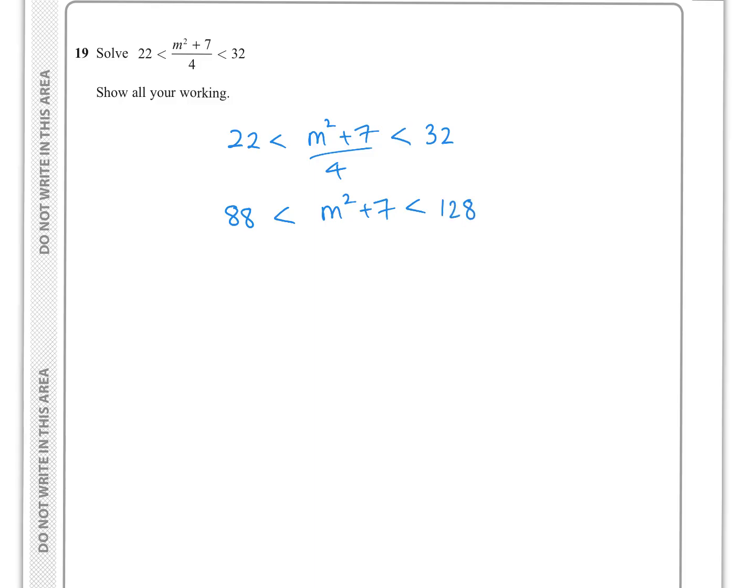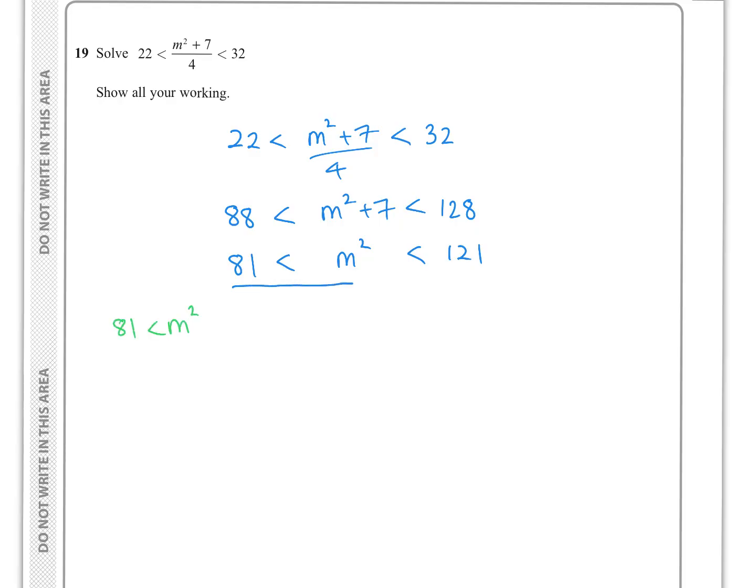I'm now going to take 7 off each part because, again, that's going to be fair to the inequality and not change its sign. So that's going to leave me with 81 is less than m squared is less than 121. So what I'm going to do now is I'm going to look at each case separately, because those that rush in on here and just square root and think it's between 9 and 11, that's only going to be part of it.